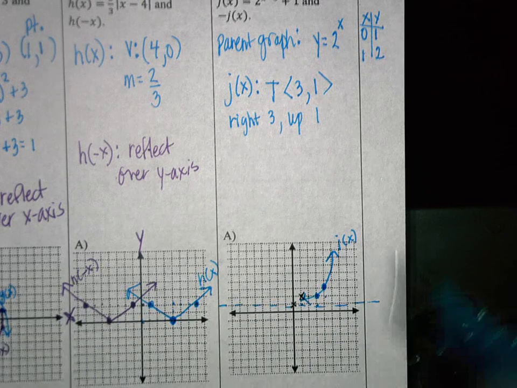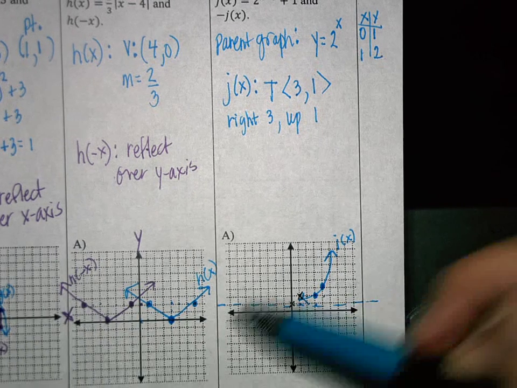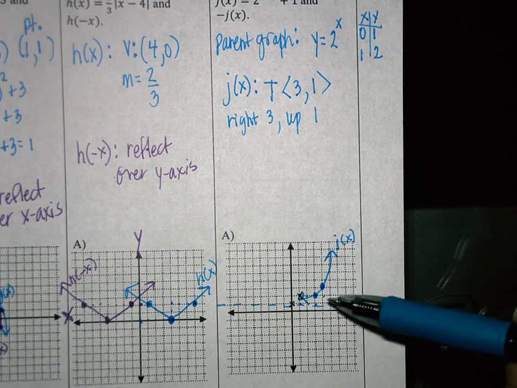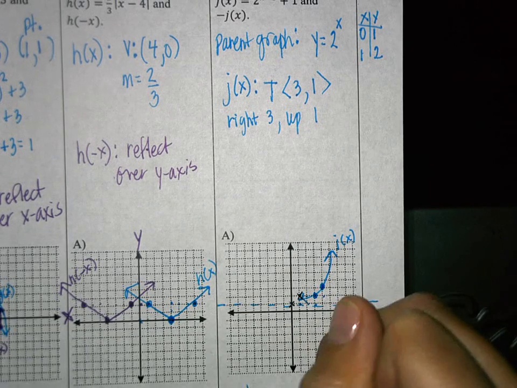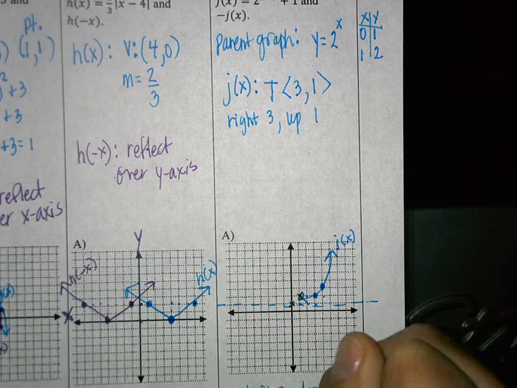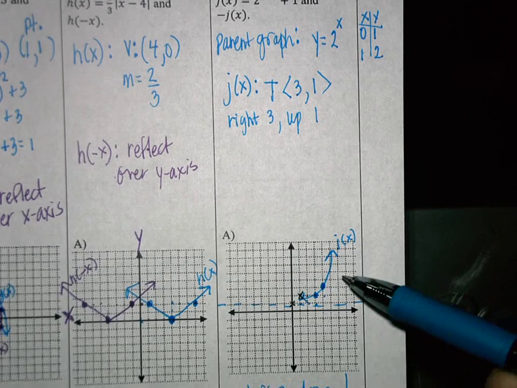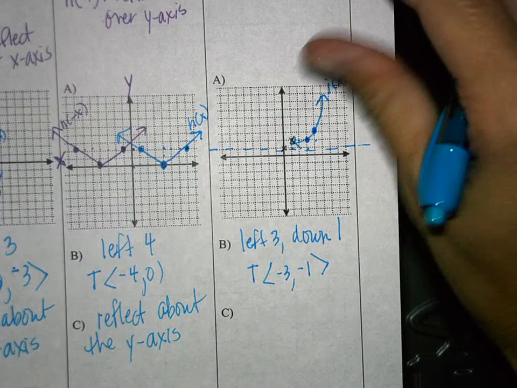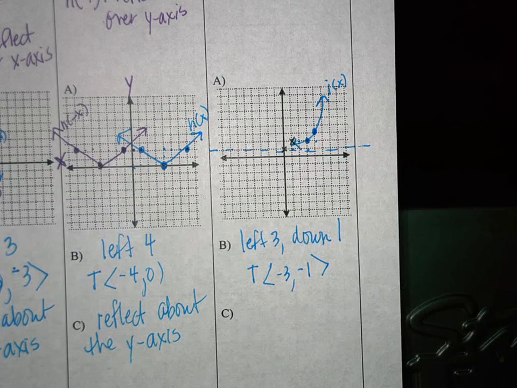Now, if we go to our part B, what would it take to start from here and go back to my parent graph? What would be that translation from here to my parent graph? Good. Left 3, down 1. So that would be starting at j of x and getting back to my original function. Okay, questions?